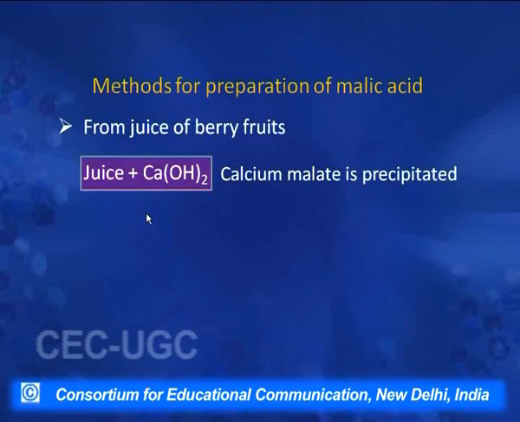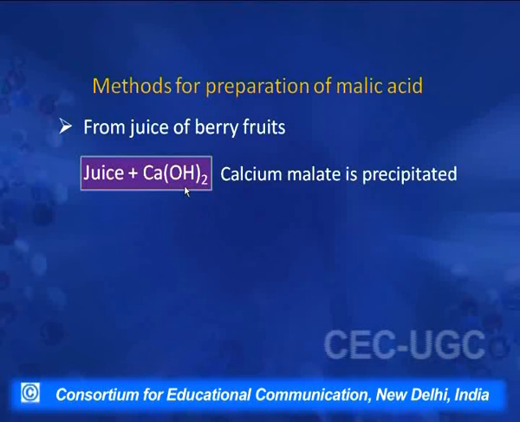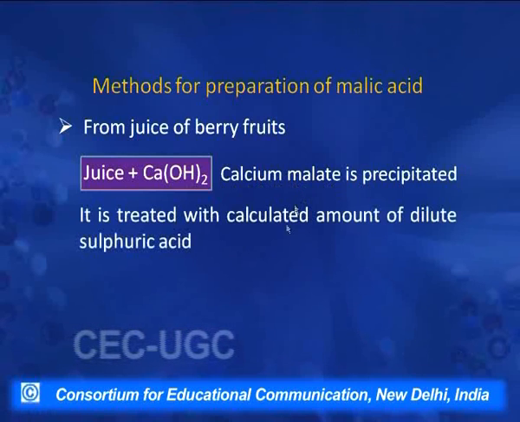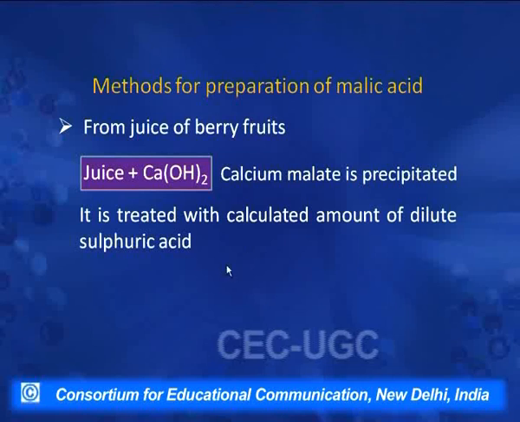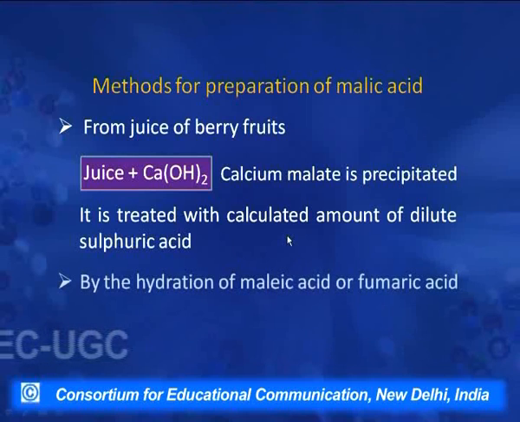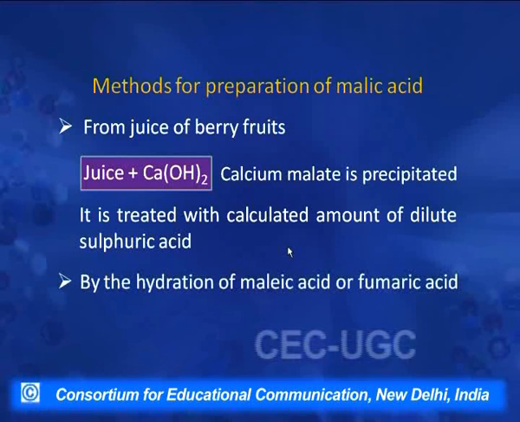The juice from the berry fruits which contains malic acid is treated with calcium hydroxide, that is lime, and is precipitated as calcium malate. Then this calcium malate is filtered and is treated with calculated amount of sulfuric acid, and we get malic acid. It can also be obtained by the hydration of maleic acid or fumaric acid.